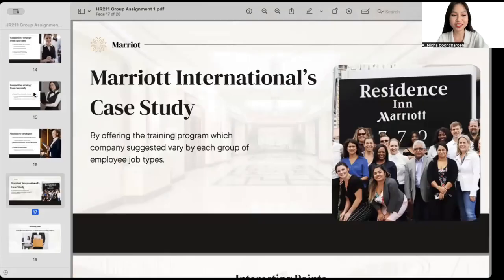But this is very interesting. My friend put this Marriott International case study. So if you're wondering which hotel you want to follow to be better, Marriott. But there's also a lot from other groups, but I can't remember the name.